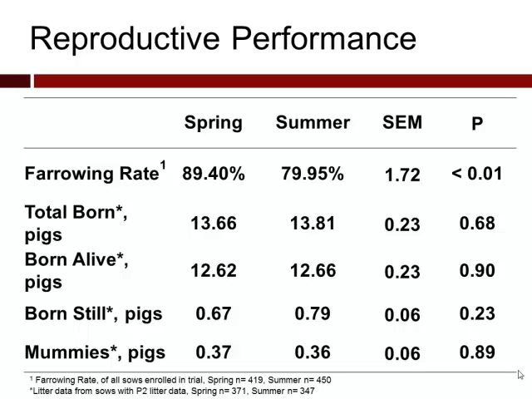So significantly reduced farrowing rate during the summertime in this system, and that's consistent with the 10 previous years in that system. But we really didn't see a difference on litter born or total born alive, or stillbirths or mummified fetuses as well.